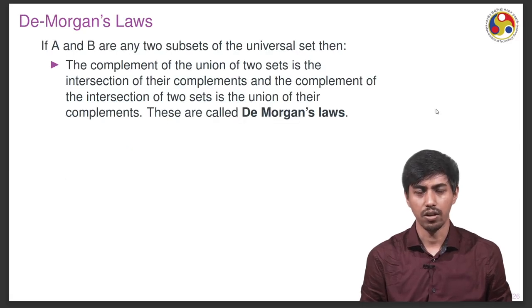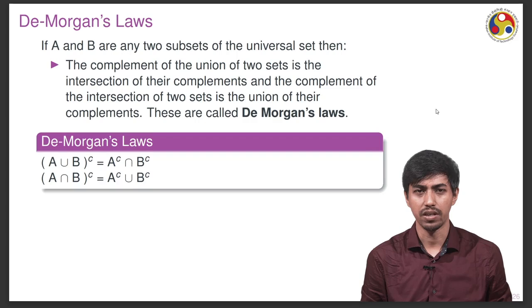So let's look at what De Morgan's laws are. If A and B are two subsets of the universal set, then the complement of the union of two sets is the intersection of their complements, and the complement of the intersection of two sets is the union of their complements. So these are known as De Morgan's laws. We can write these laws in this particular way. As you can see, the first equation says (A union B) complement is equal to A complement intersection B complement. Then we can also see that (A intersection B) complement is equal to A complement union B complement.